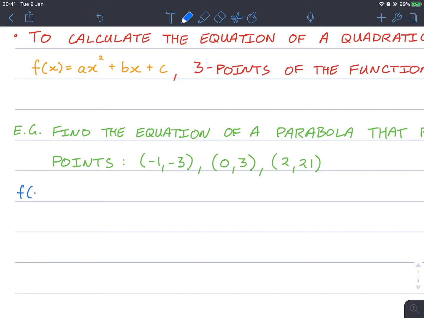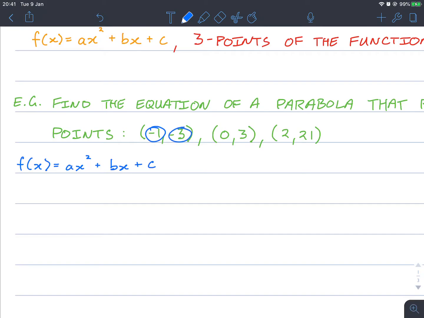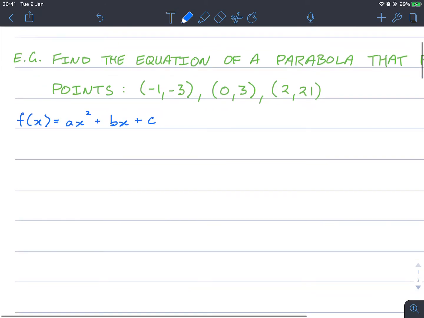So we know that the function we're looking for will look like ax squared plus bx plus c. By substituting the points into the function, we can find some values. We know that f of -1 will come out to be -3. If we substitute it in, we can find values of a, b, and c.